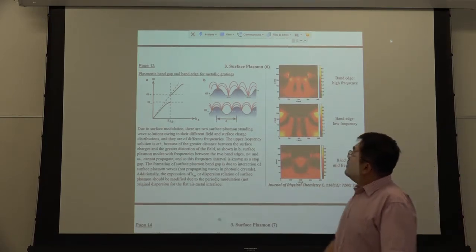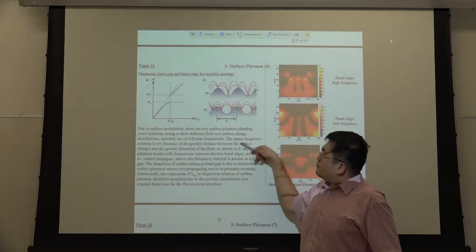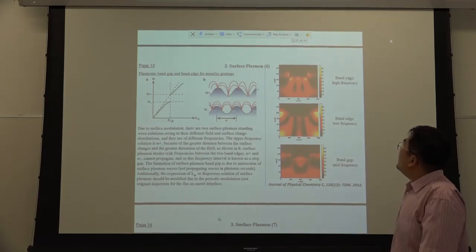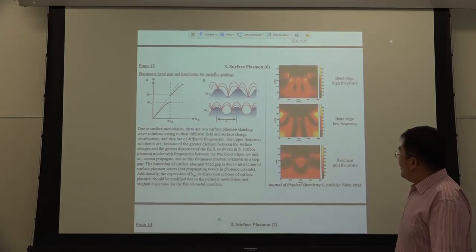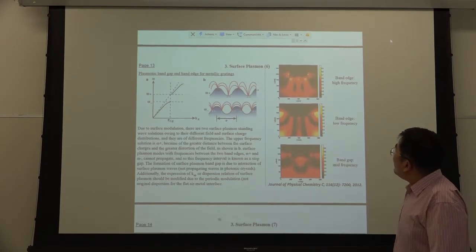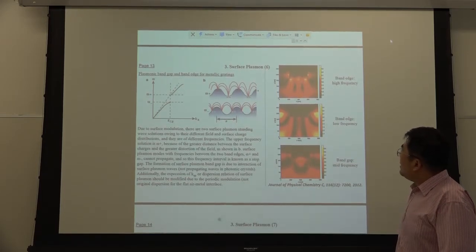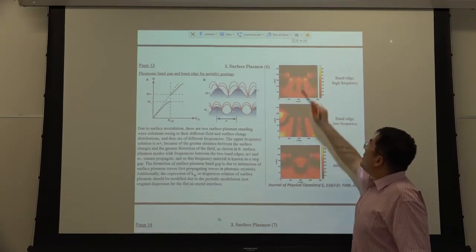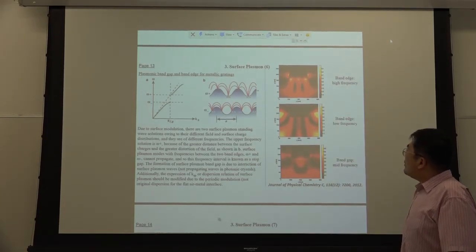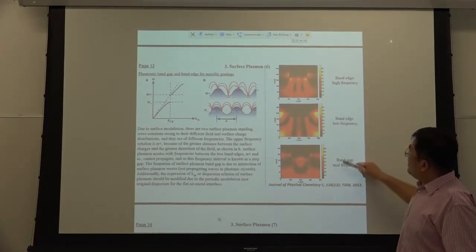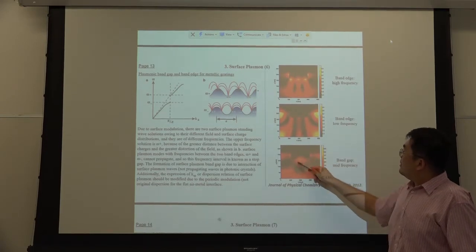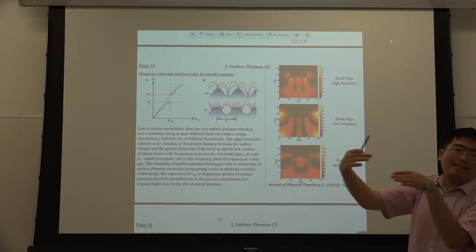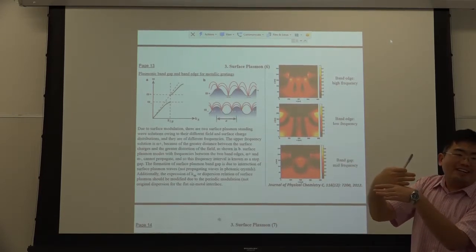So this is for a sinusoidal modulation boundary. I and my colleague, maybe Xuan Hua, studied this plasmonic band in a square grating. We also found that between the two band edges, you can see it's dark, right? It means they cancel, they destructively interfere. The field becomes weaker.